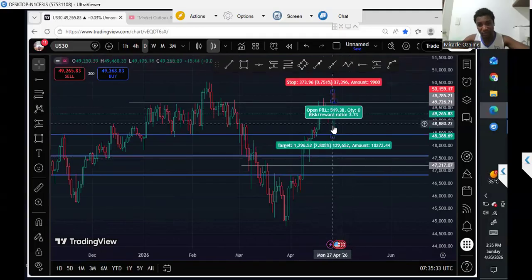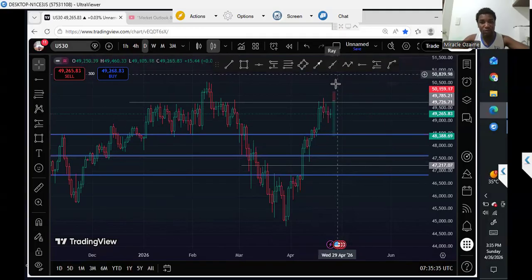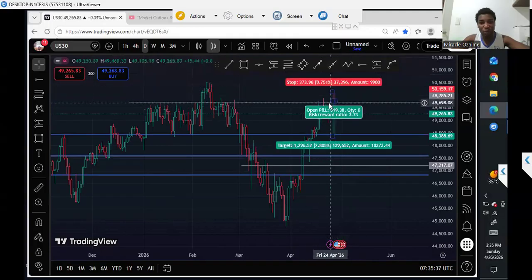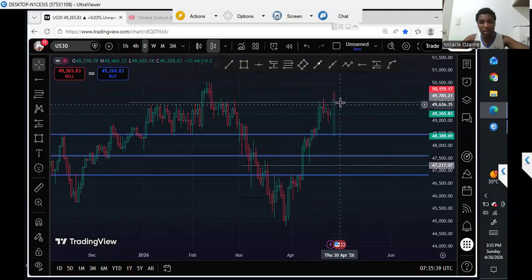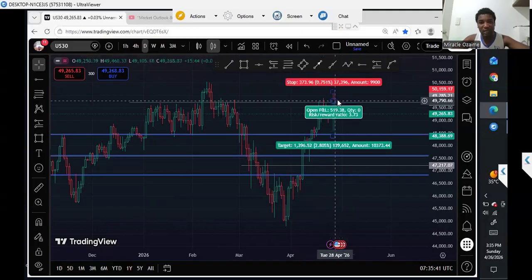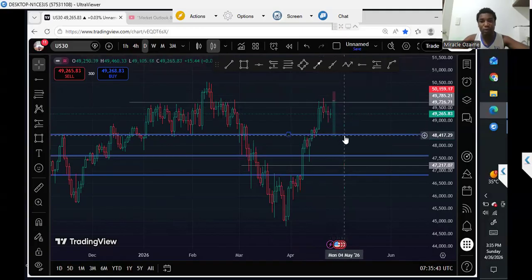You get this is looking like a correction for a continuation to the upside. However, if the market stalls at the 100% retracement and fails to break above, then it's now a double top. Then the market will come back to test this area. So that's my thought on US 30 as of the moment.